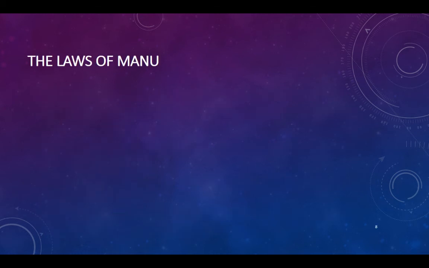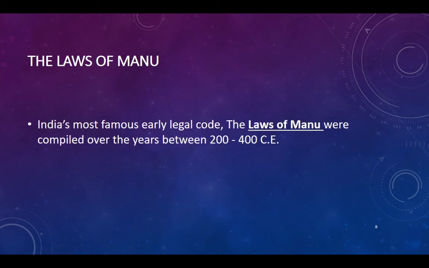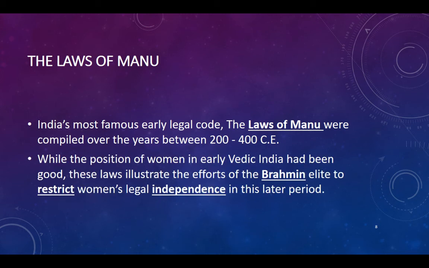Now, since the caste system is tied to law, we want to look at the first law code used. India's most famous legal code, the Laws of Manu, were compiled over the years between 200 and 400 CE, so during that beginning period of the Gupta dynasty, and they will be continued to use afterwards. Under this law code, the position of women is going to be restricted. These laws illustrate the efforts of the Brahmin elite to restrict women's legal independence in this later period.